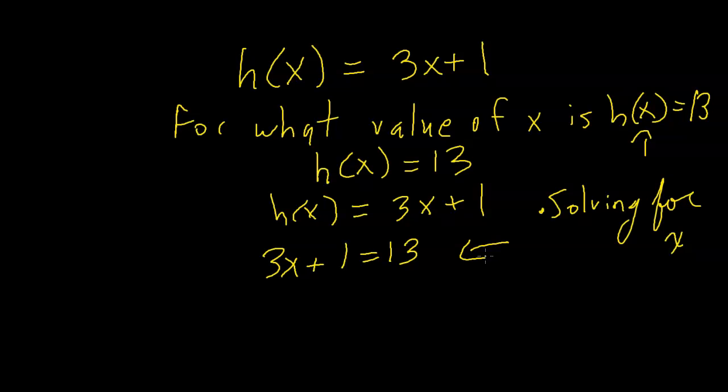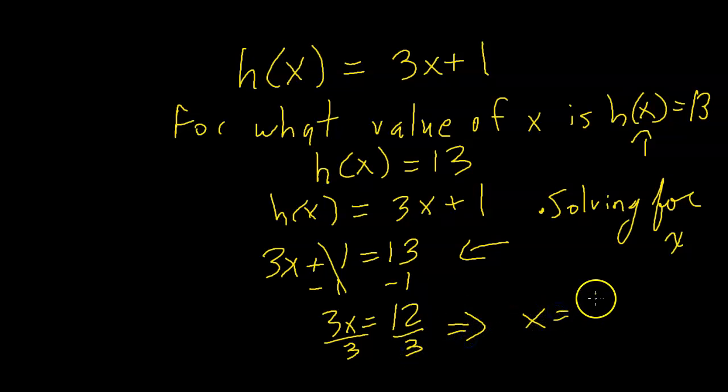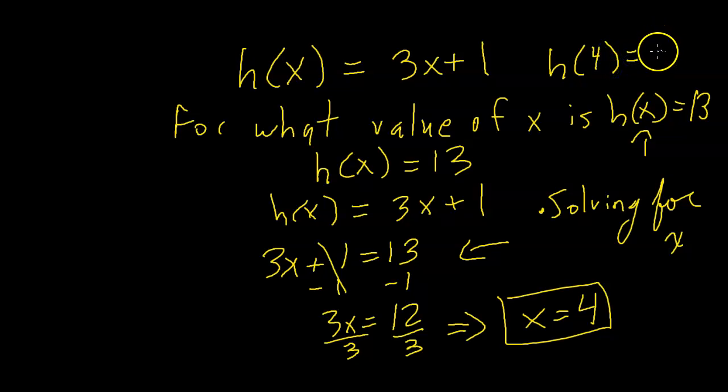Do we know how to solve that? We sure do, right? Subtract 1 from both sides. Done this a million times. Get 3x equals 12, right? 3x equals 12. What now? Divide 3 on both sides. And what do we get? X equals 4, right? So what does that mean? That means it's the value x equals 4. So h of 4 equals 13.